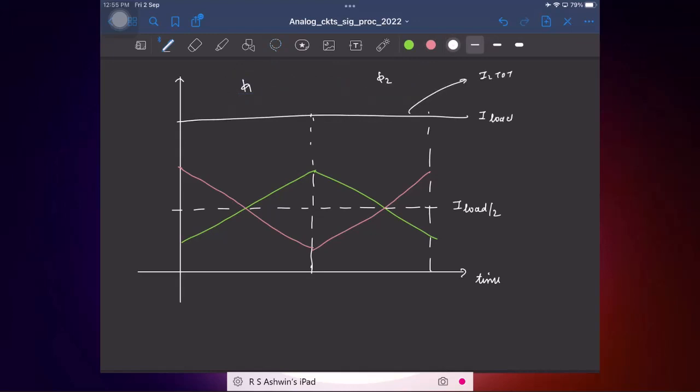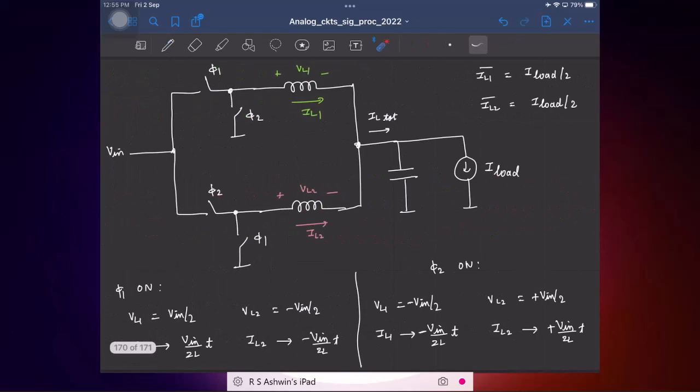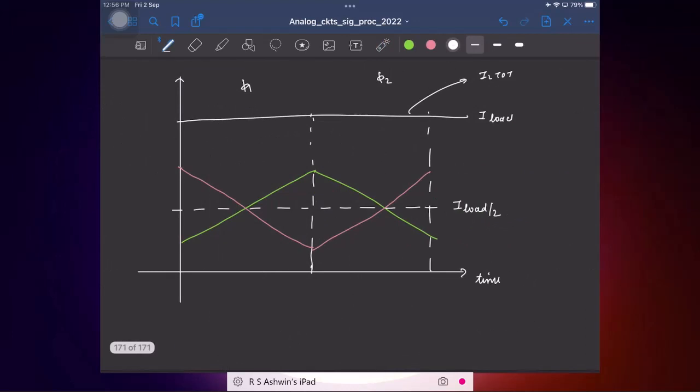So now you see that the overall current that is actually flowing into the capacitor is I load. So the current flowing through the capacitor is 0. So the voltage is virtually constant. Okay. So now we have 0 ripple in VL. Fine.